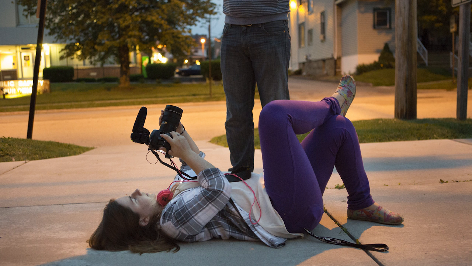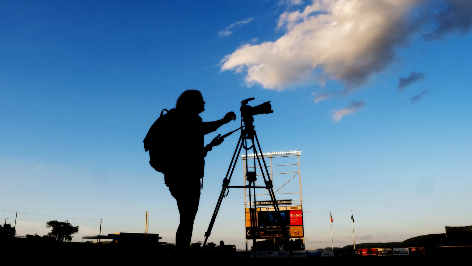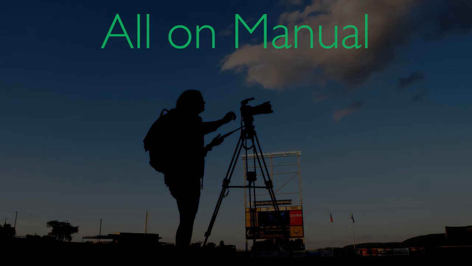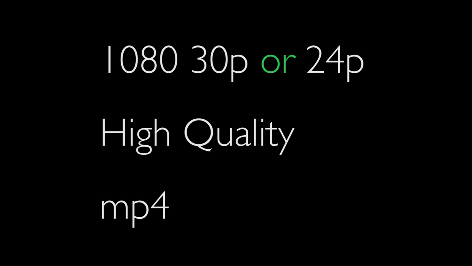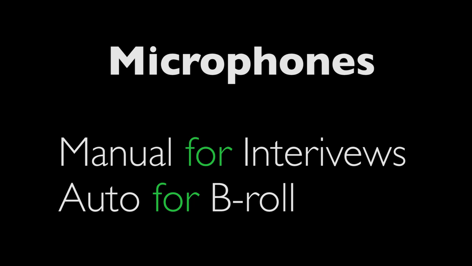A quick review of what we've talked about in the video. Set your camera to manual everything. Focus, white balance, and exposure should be set manually. Set your camera's movie settings to 1080, 30p, or 24p. Set it to high quality, MP4. Set your microphone to manual for interviews and auto for less controlled situations.